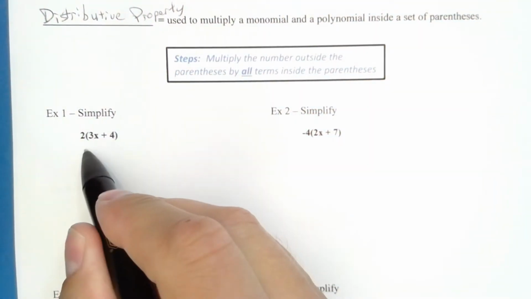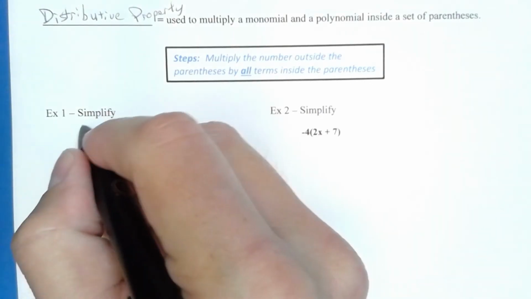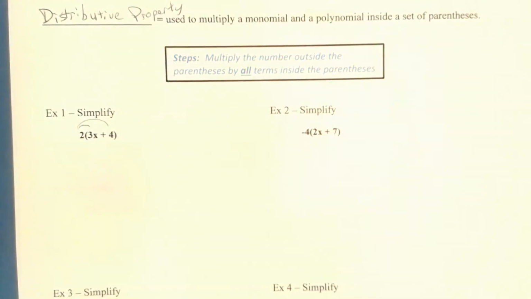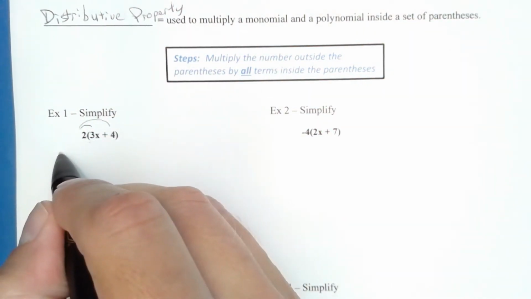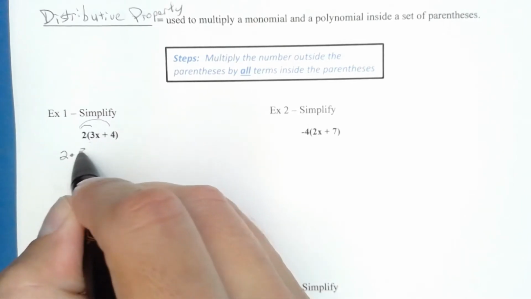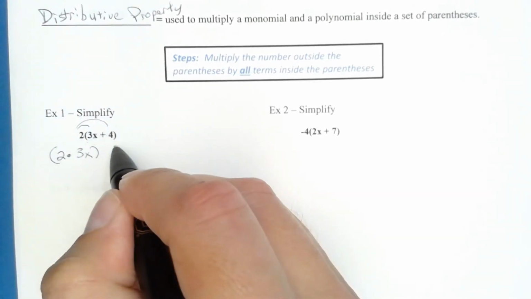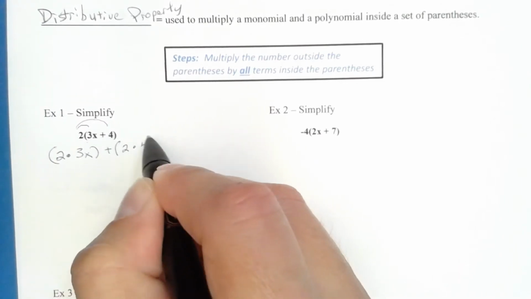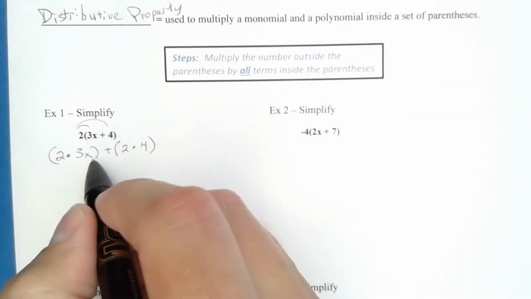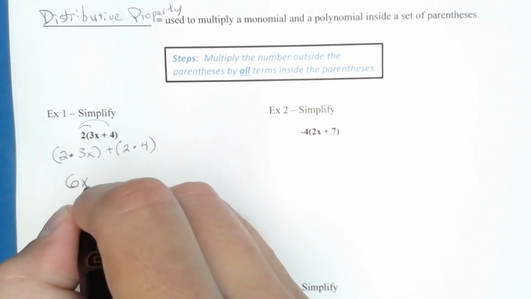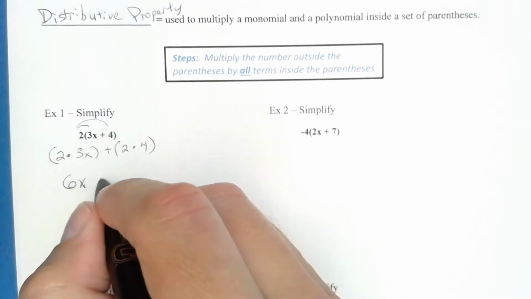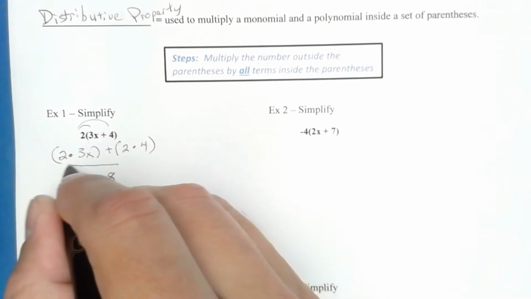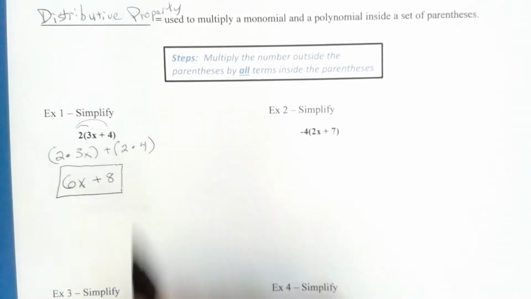So here I have the 2 outside the parentheses of 3x plus 4. So I'm going to distribute the 2 times the 3x and the 2 times the 4. 2 times 3x is going to be 6x, and then 2 times the 4, because it's an addition between them, is an 8, and you're done. Okay, so that one's pretty simple.